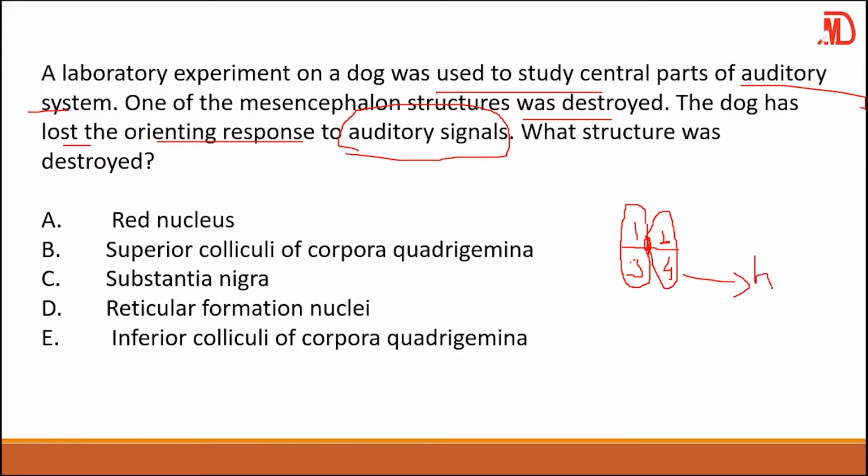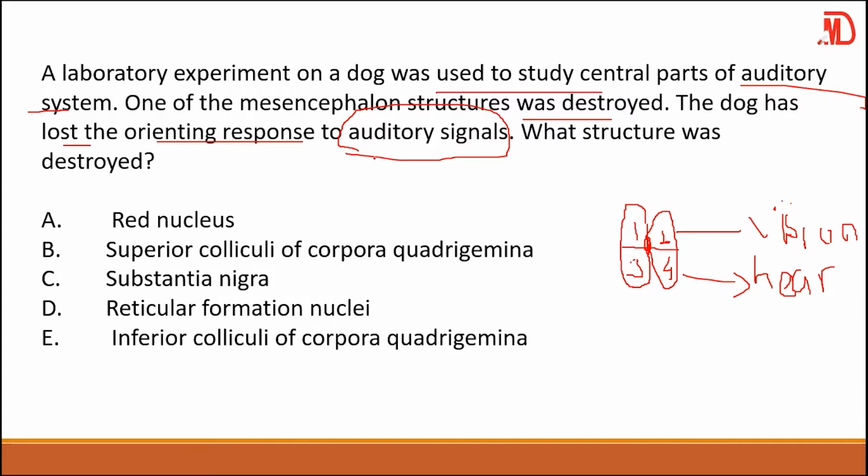So these inferior colliculi are for hearing, and the two superior ones are for vision. So in a question, when they tell you that there's a problem with auditory signals or with vision signals, you should know what they are talking about. If it's vision, what comes to your mind? The superior colliculi. If it is hearing, the inferior colliculi.